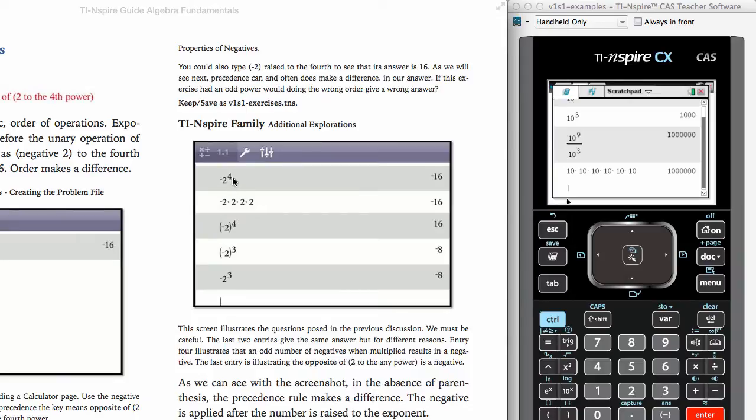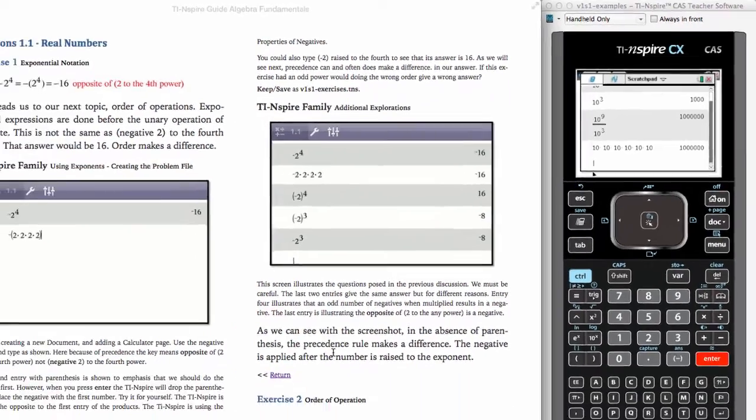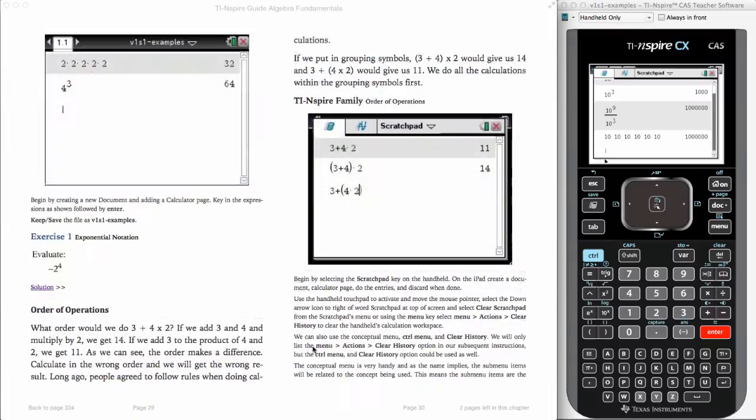so 2 to the 4th is 16. And then we take the opposite, which would be a unary operation, and end up with minus 16. This becomes really confusing because when we're doing an odd exponent, we always get the correct answer. But when we're doing an even exponent, these two problems have different answers because of the precedence rule. Then we press our return, and we return to where we were.